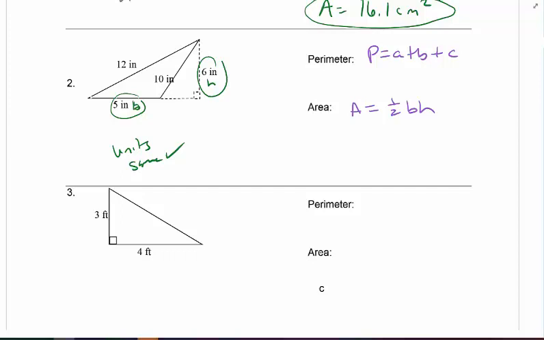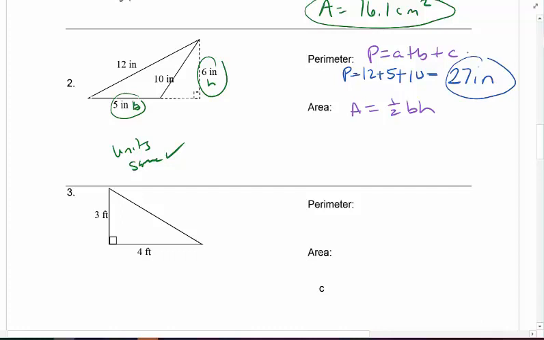So I'm going to add up all of the sides on the outside of the triangle. So that's 12 plus 5 plus 10. And they're all inches. So I should get, if I put it in my calculator, 27 inches. That is my answer that I'm going to type in.